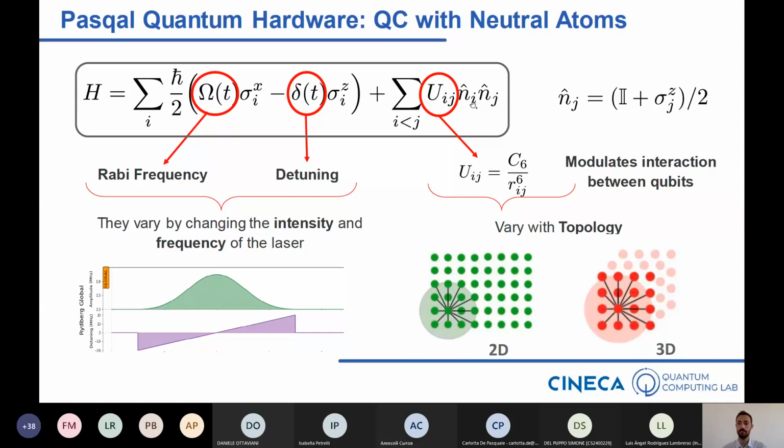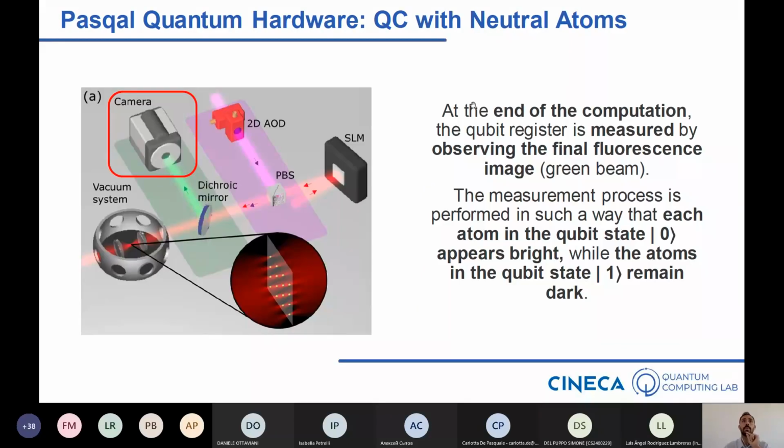Okay, so probably now it's more clear how lasers operate or change the state of the system, because they change the Hamiltonian, which changes the state. The Hamiltonian is responsible for state change. Okay, let's go on.